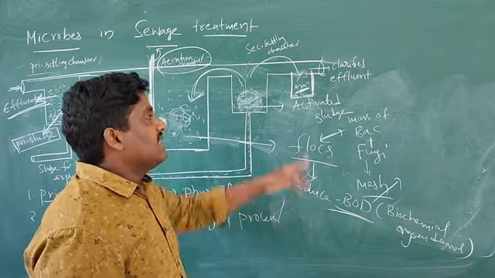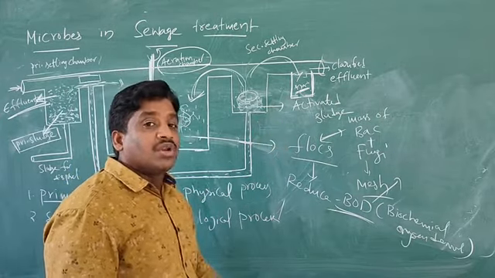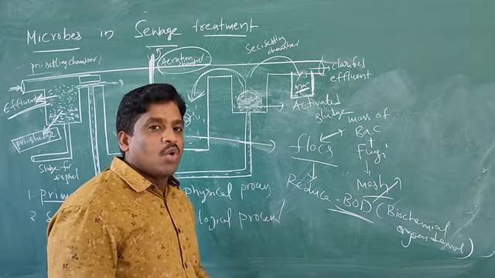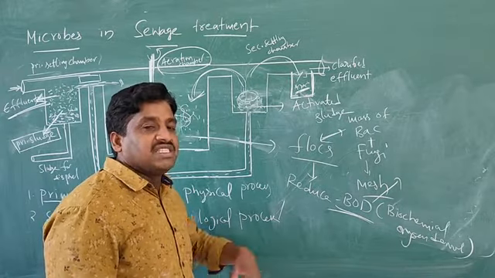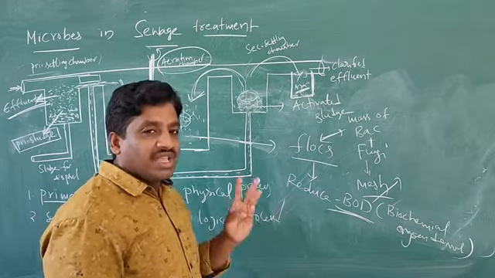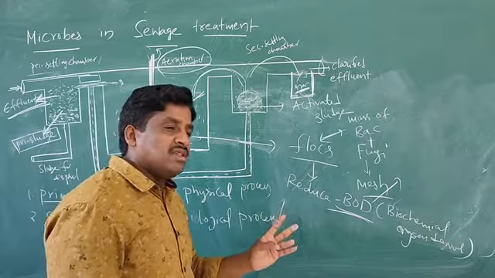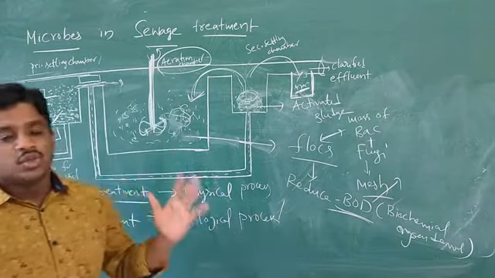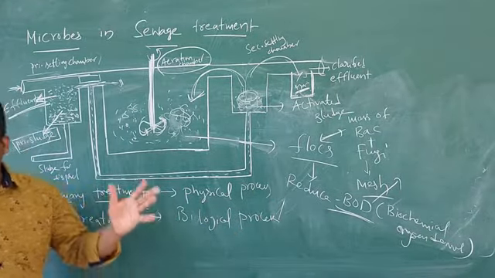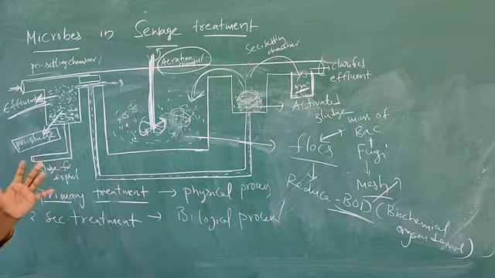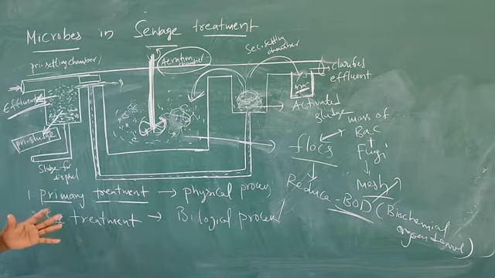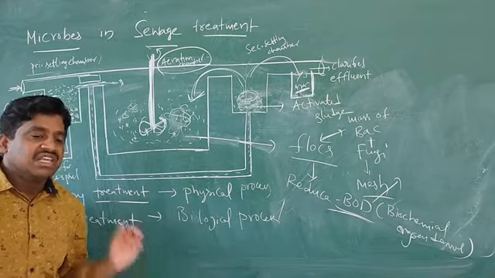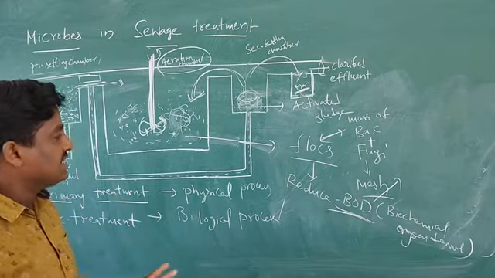As a result, the anaerobic bacteria release gas, which is called biogas. This gas contains methane, H2S and carbon dioxide. It is also used as a source of energy, and it is inflammable. That's it.